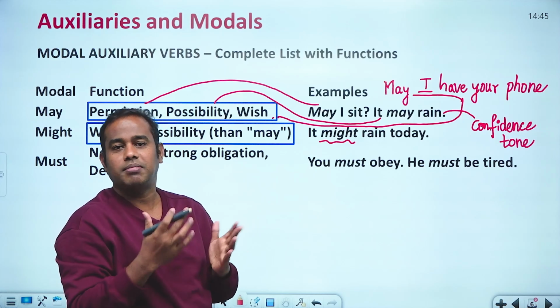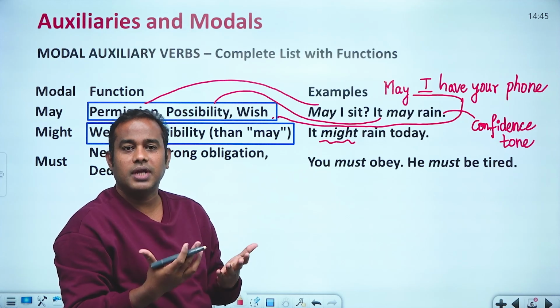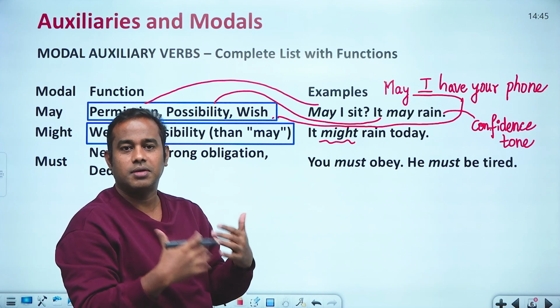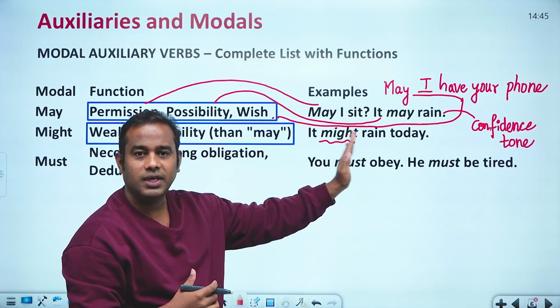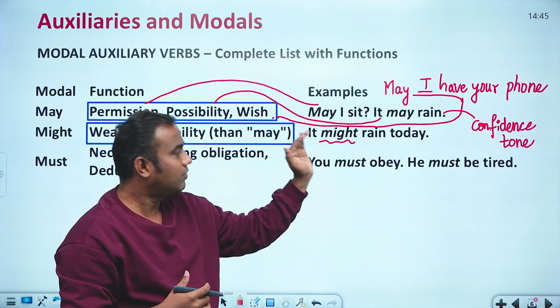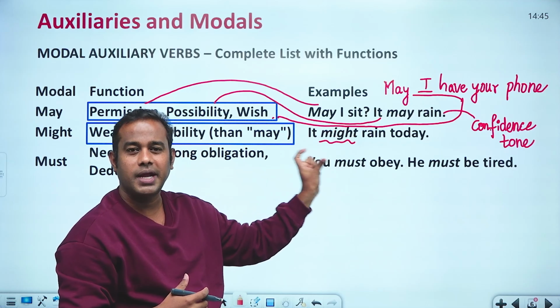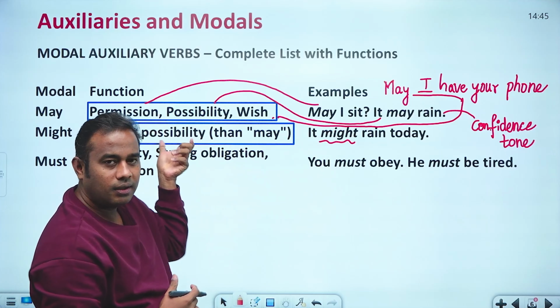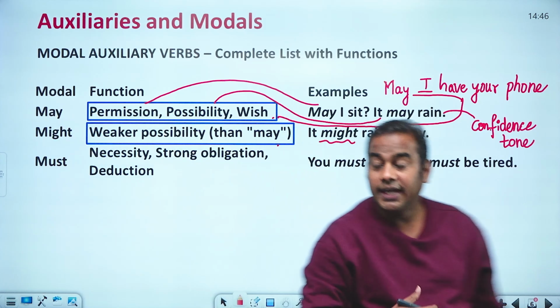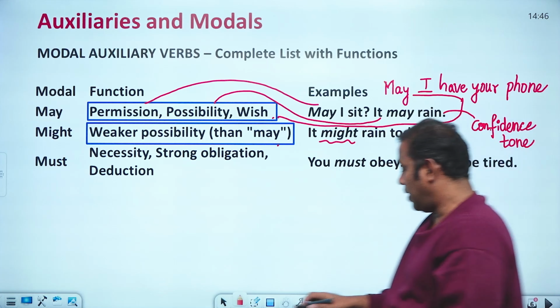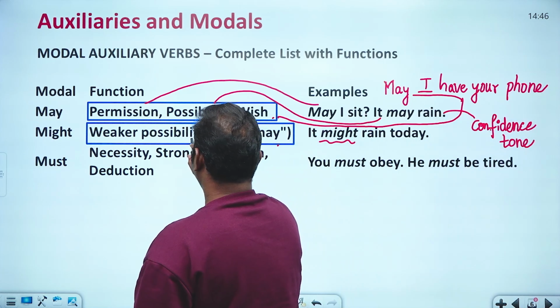It means I said it might rain. I am not sure that it will rain. It will rain. It must rain. So you are actually giving a sentence with a safe sentence here. For that reason, we'll be using this word might. It's basically a weaker possibility of the may. That's one sentence here.